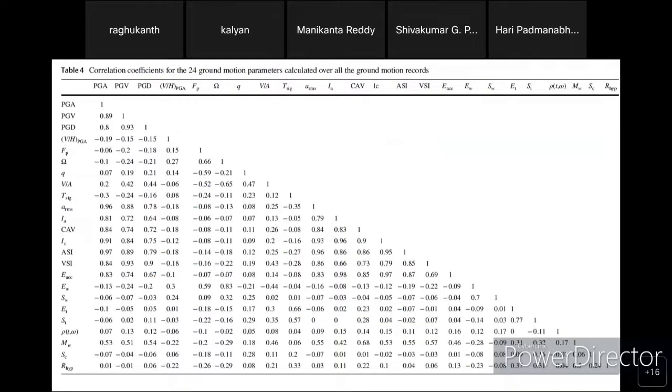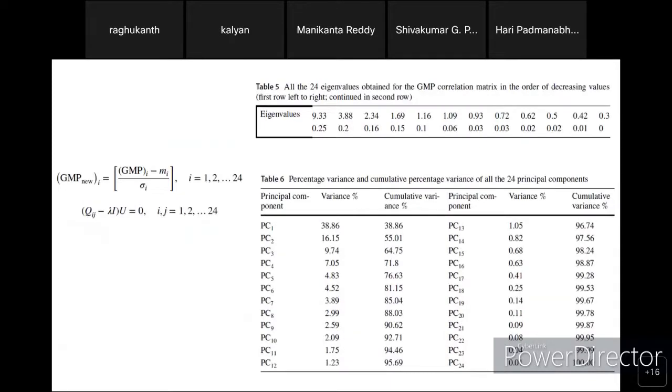These are the correlation coefficients. Many of them are intercorrelated among themselves. You have 21 parameters, with magnitude, hypocenter, PGA, PGD, all of them for that record. For this matrix, you find the eigenvalues and eigenvectors such that the off-diagonal terms will be almost zero. Then you can calculate PCA. So it turns out to be a 24 dimensional space, and finally it appears that only 6 or 7 components are sufficient to explain the data itself.